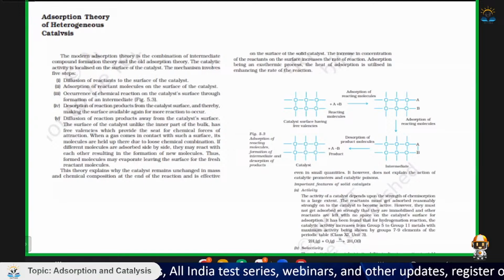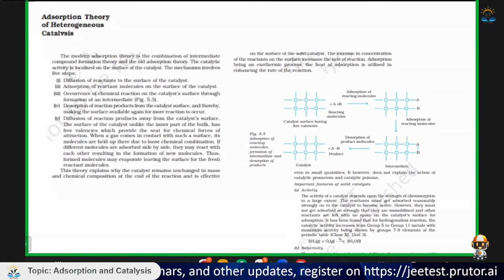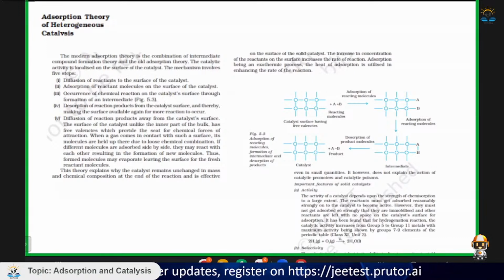See the figure here, right? Catalyst surface, your molecules are approaching. That step is called diffusion of reactants to the surface of catalyst. Now, your A and B are latched onto the surface. Now, this step is called adsorption of reactant molecules on the surface of catalyst.